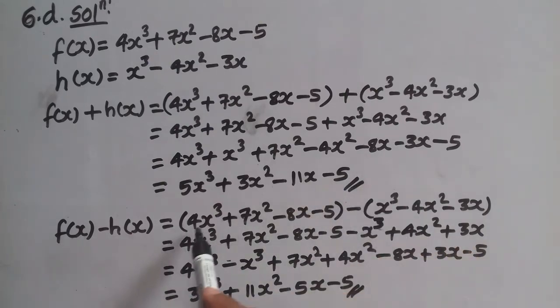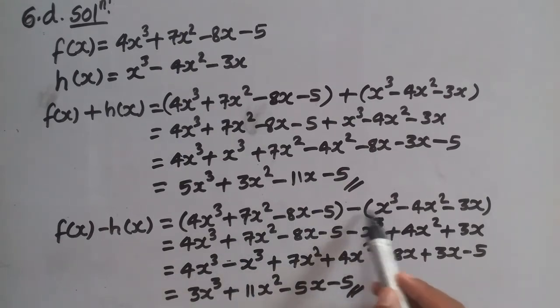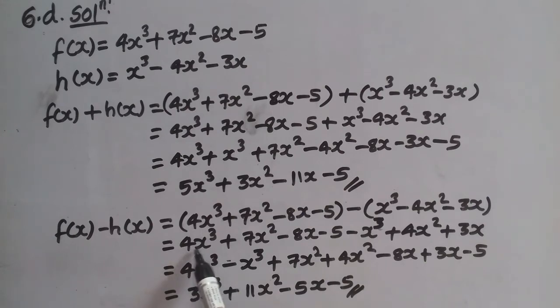Here also we have written fx, then minus this minus sign, then hx polynomial, then here this we have to write as it is, then here minus sign, minus into plus minus, minus into plus plus, minus into minus plus. And in this step we have arranged the like terms, 4x cube, then this minus x cube, then plus 7x square, this plus 4x square, this minus 8x, then this plus 3x, then this minus 5 here.